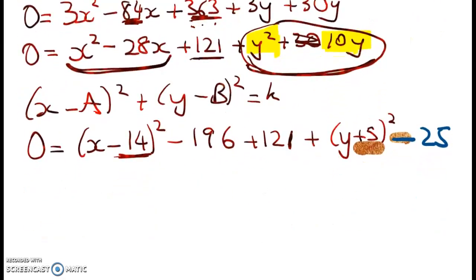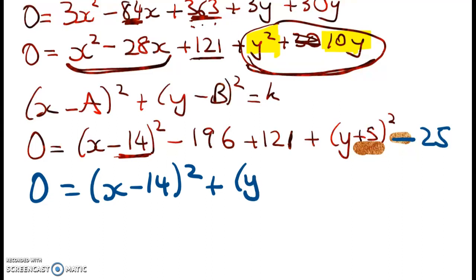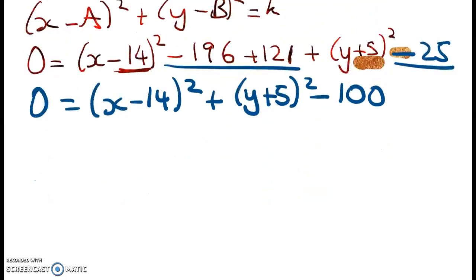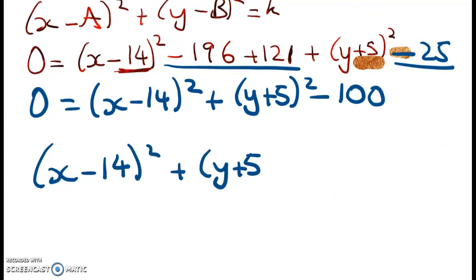So what do we get when we clean all that up? Well, we've got 0 is equal to x minus 14 squared plus y plus 5 squared, and when we put all the numbers together, we get minus 100. Giving me my final answer, which is x minus 14 squared plus y plus 5 squared equals 100.